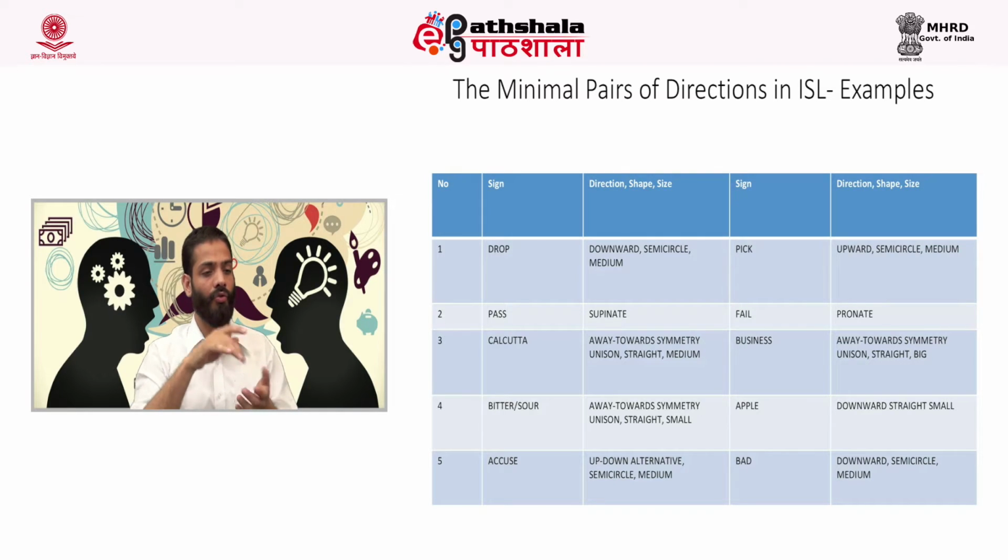Next, we are going to discuss the movement in minimal pairs of the Indian Sign Language. So you have drop and pick. One goes downward, the other upward. You have Calcutta and business. Calcutta has medium circles and business has big circles. Accuse and bad.